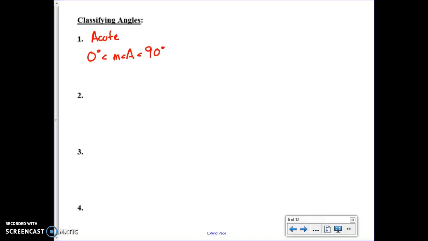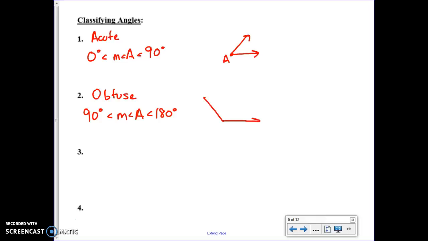So then over here I'm going to sketch an acute angle. And I'm going to call my vertex A. So angle A is between 0 and 90 degrees. Then we also have an obtuse angle. We know that an obtuse angle is bigger than 90 degrees, but it's also smaller than 180 degrees. So here's my sketch of my obtuse angle.